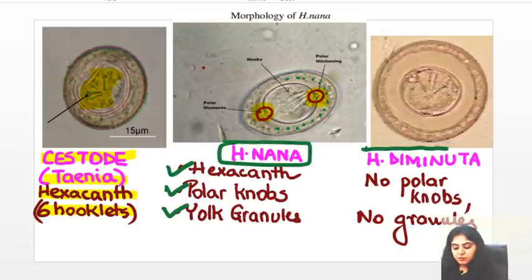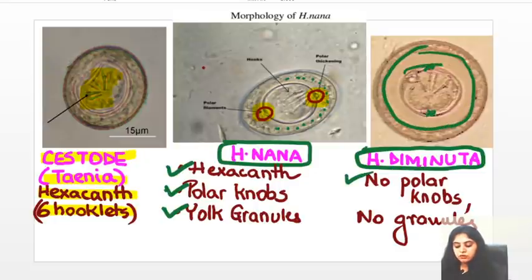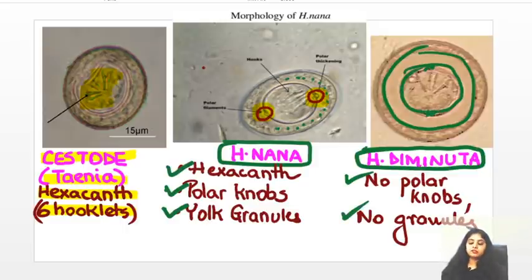How is it different from H. diminuta? Remember, in H. diminuta, you don't see those polar knobs. There are no knobs and this area is completely empty. It looks clear. There are no dirty granules. No granules are seen, means H. diminuta. So the cestode eggs are identified by hexacanth. Every time you will see 6 hooklets. If you see knobs and yolk granules, it is H. nana. If you don't see knobs and you don't see yolk granules, it is H. diminuta.